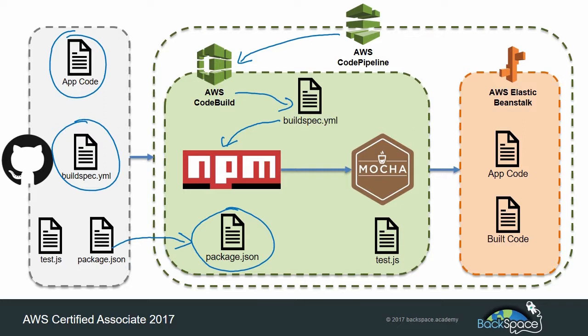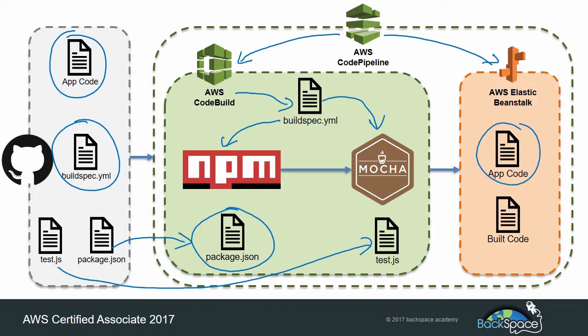And again, AWS CodeBuild will look at its buildspec.yaml file, and it will install Mocha and run Mocha, and it will also install and run unit.js. What that will do is grab our test.js file that will run tests on our application. If it successfully passes those tests, then AWS CodePipeline will invoke Elastic Beanstalk to deploy our code. And that code will consist of our application code as before, but it also consists of our built code. So it'll have those packages that were built that were defined in our package.json file.